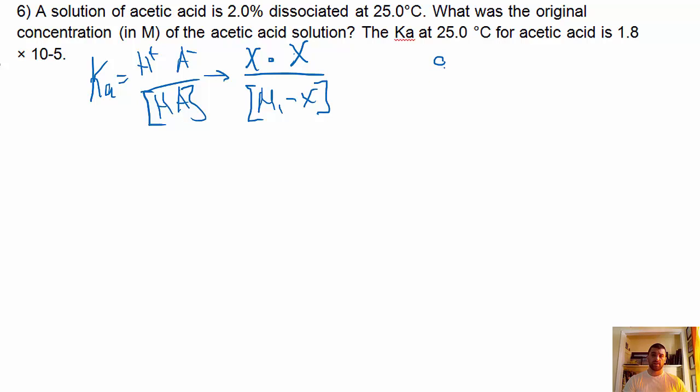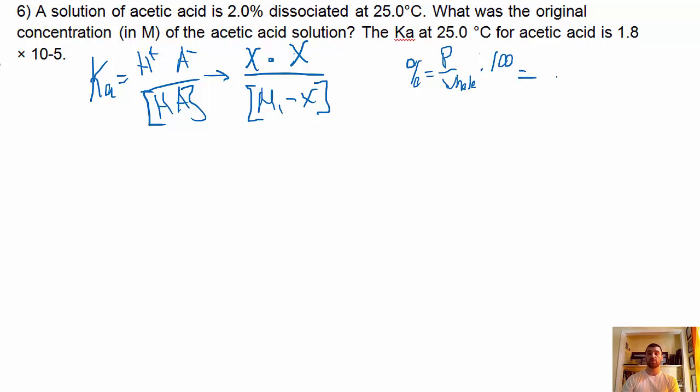So what's the formula for percent? Well, the percent is just the part over the whole, right? The part that we got is we don't know how much H plus we actually have, so let's just call that X again. All right, so we know that the percent formula is the part over the whole times 100, right?